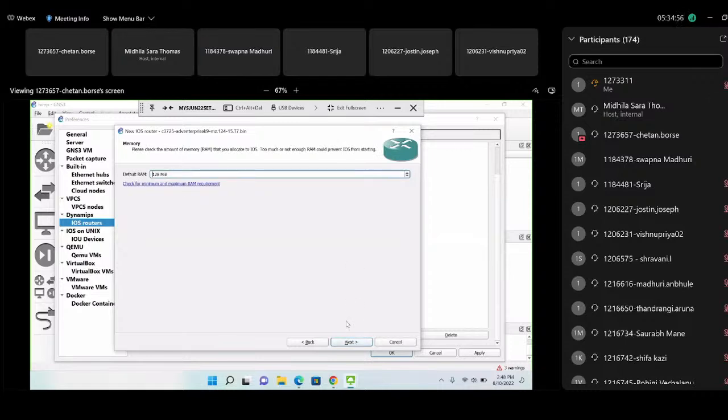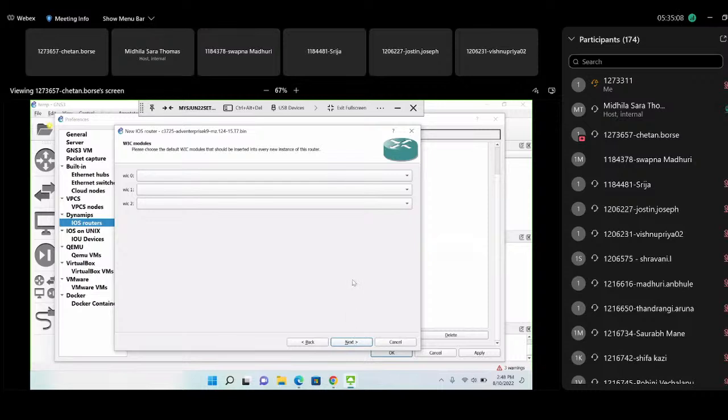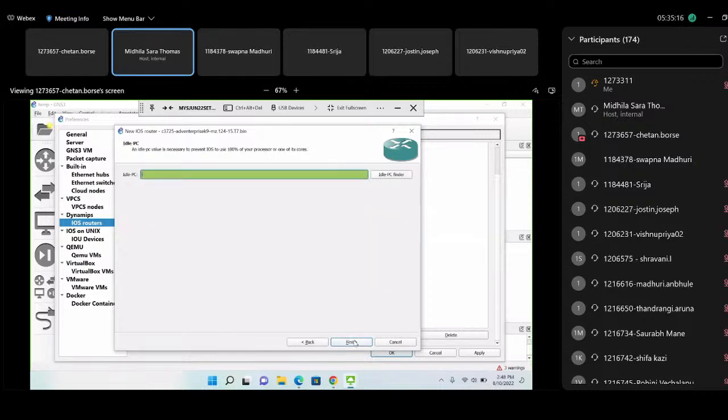Next. One more time, Next. In the network adapters, you can again click on Next. WIC modules also, you can click on Next. Everyone, let me know when you reach here.